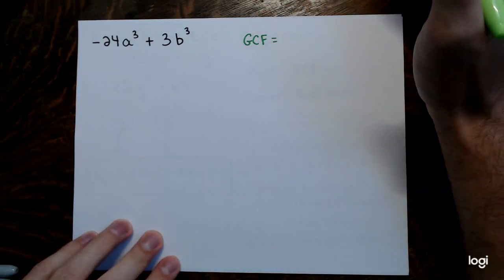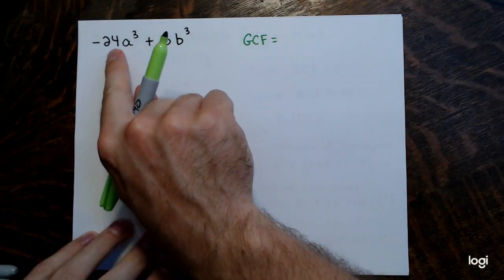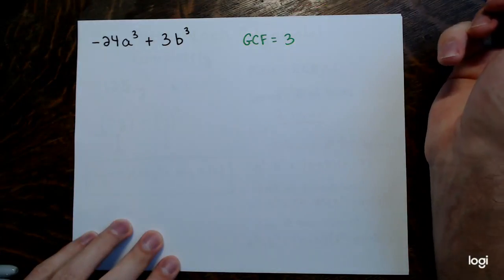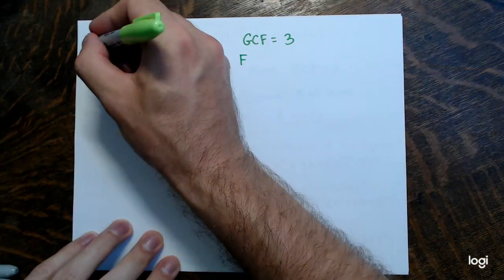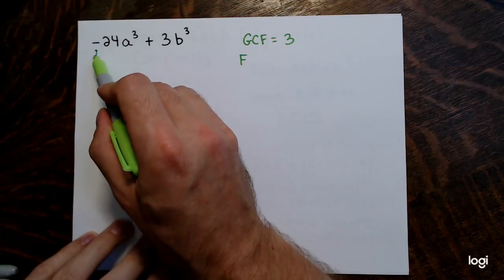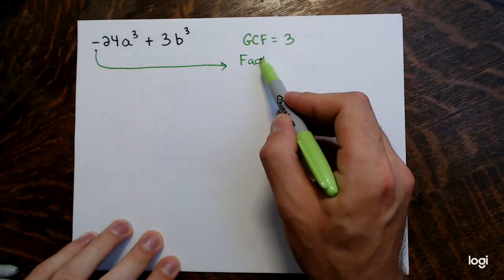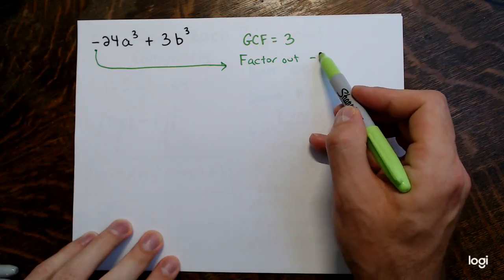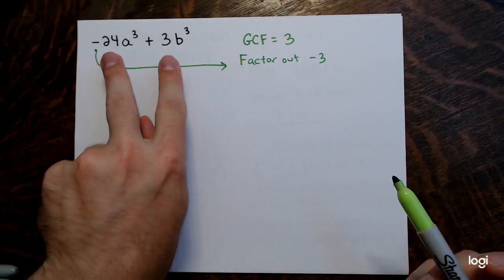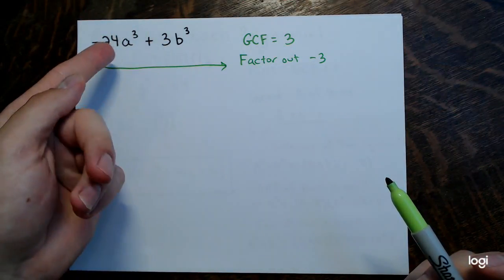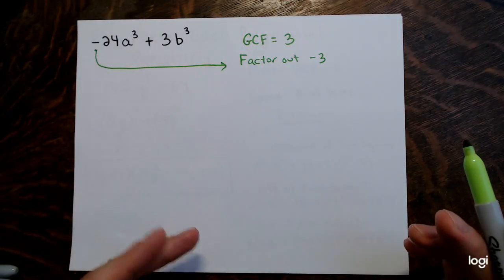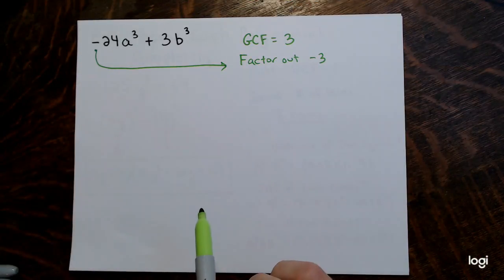Well, before I do anything, the greatest common factor is 3. If you look at these two, 3 goes into 24 and 3 evenly. And since the lead is a negative number, I'm going to factor out negative 3 instead of 3, the opposite of the GCF. Now you could switch the order of the terms, put it as 3b cubed minus 24a cubed, and then go from there, so that the lead isn't negative. But if you leave it this way, I'm going to factor out a negative.